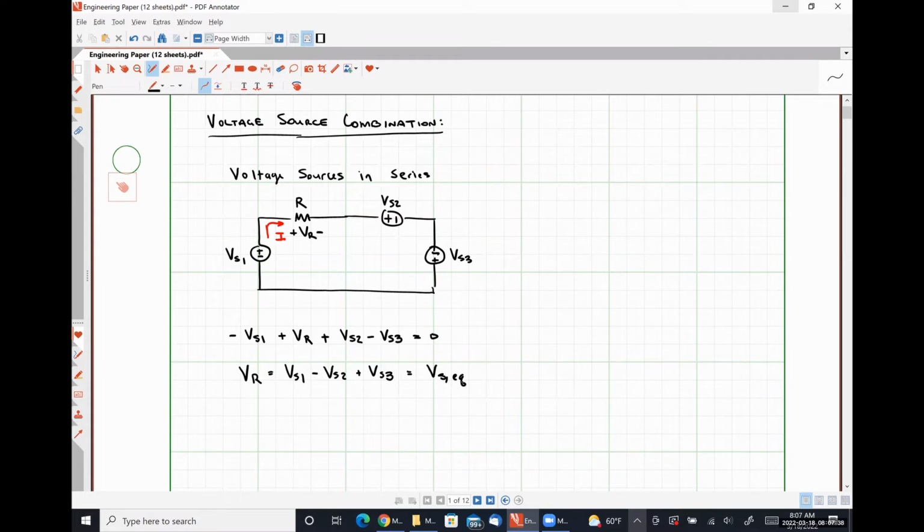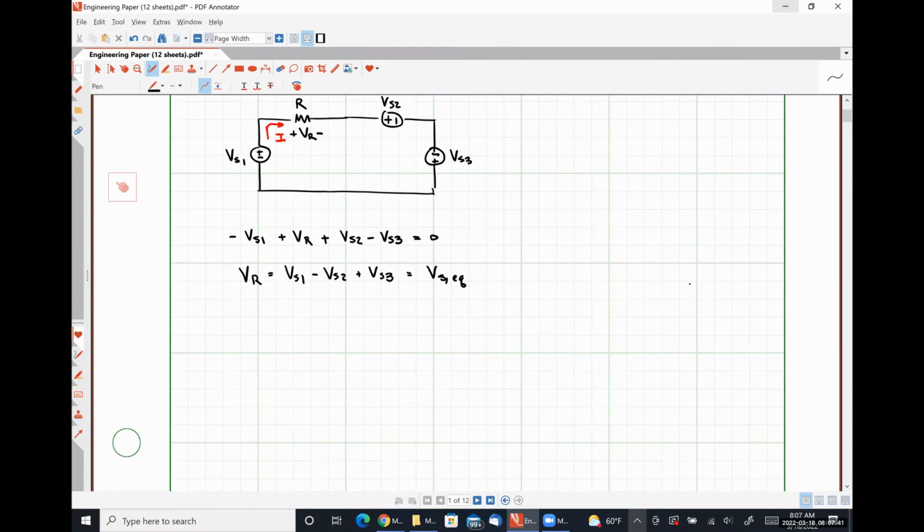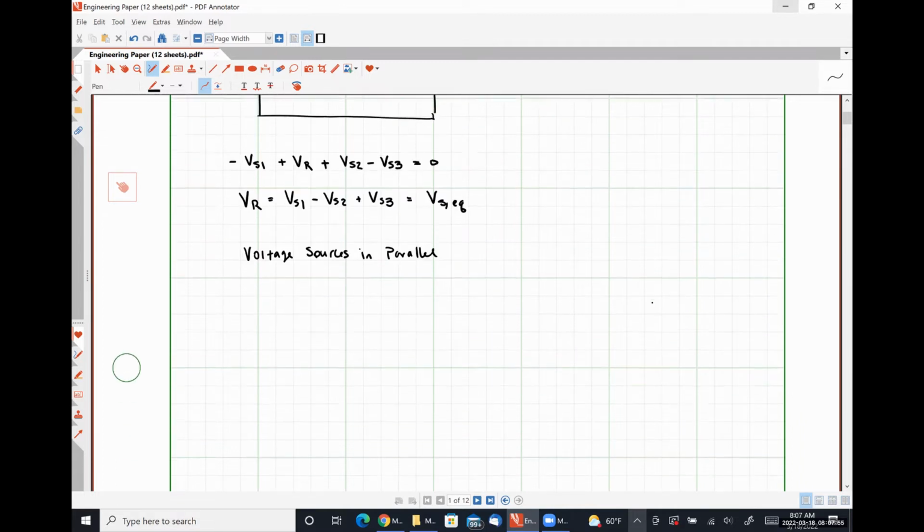Now let's look at voltage sources in parallel. So let's say that we have the following circuit where we have VS1, a resistor R, and a voltage VS2. Like so. Okay.